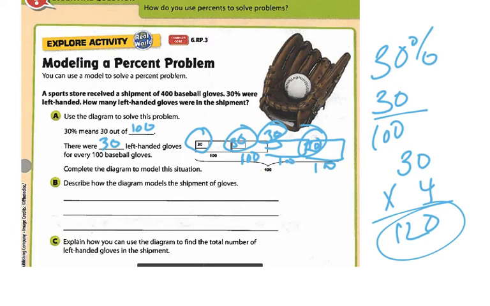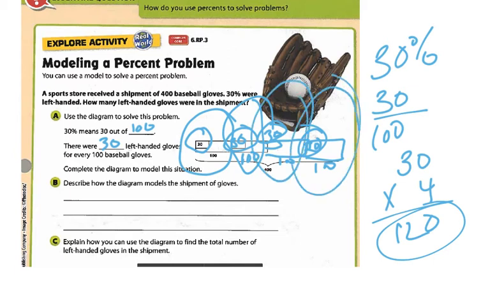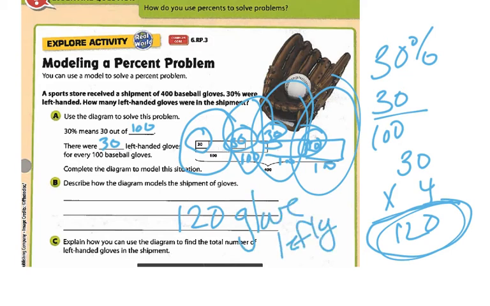So we completed the diagram. And the diagram is showing us these 30 out of 100 are left-handed, these 30 out of that 100 are left-handed, these 30 out of that 100 are left-handed, and these 30 out of that 100 are left-handed. Okay? So we actually took that 30, multiplied it by 4 to figure out that 120 of the gloves are going to be lefties. Okay? And this is beautiful, right? The artwork I drew for you on this.